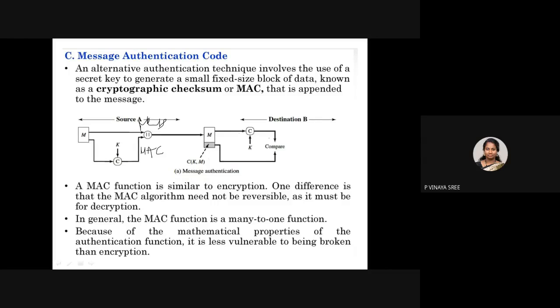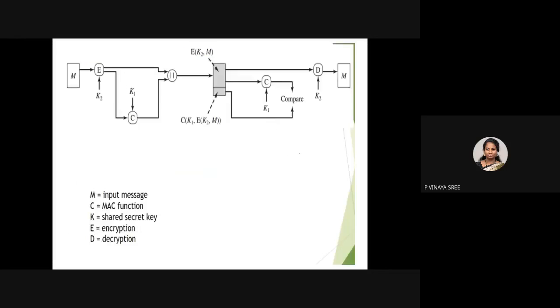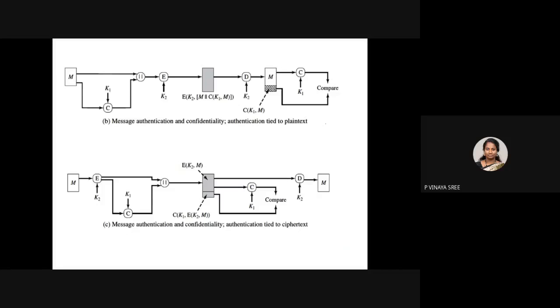So it is appending, and what is the destination system doing? The destination is doing the same as what the sender has done. The destination system takes the message and sends it to the MAC function, and a MAC is generated. The MAC on this side and the MAC on this side will both be compared. If both are the same, then the destination system will accept it. Okay, so in the same way, there are different ways.